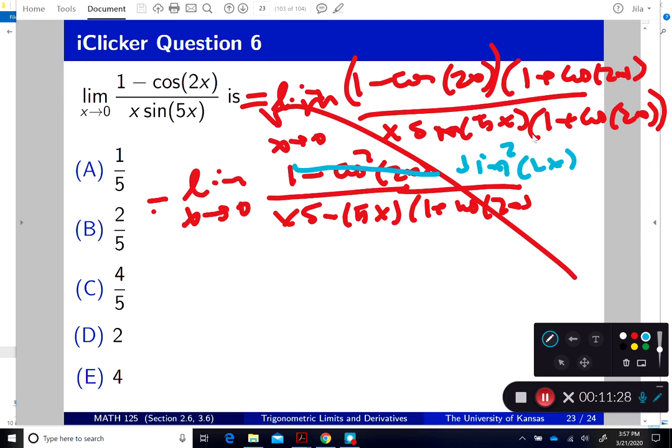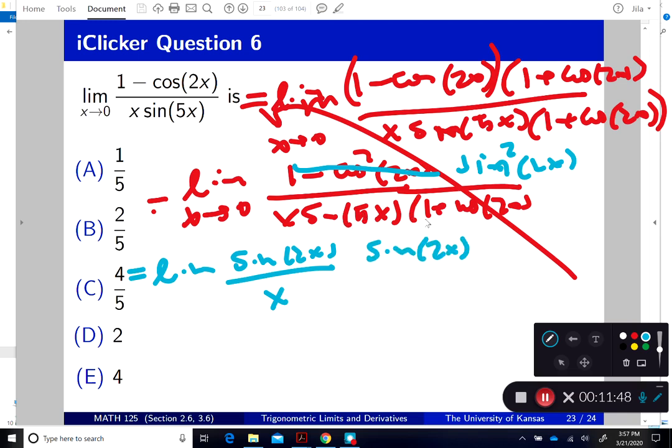Now, that's nice. Can we write it in the format we want? To write it in that format, I'm putting sine of 2x by itself, divided by x, then another sine of 2x by itself. Then I'm writing 1 over sine of 5x. Then I'm writing 1 over 1 plus cosine of 2x.